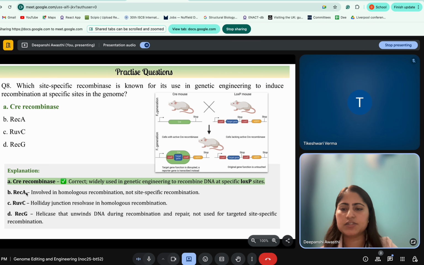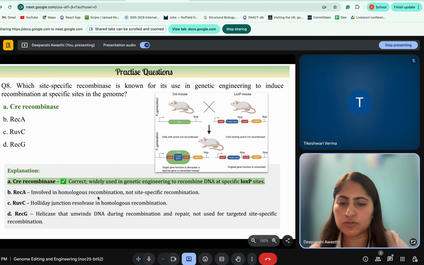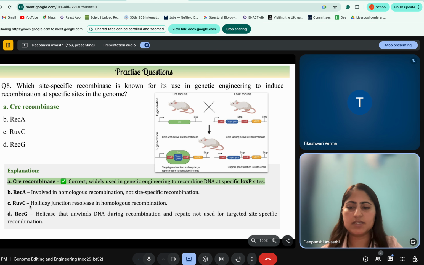So it is majorly used. Whereas RecA, we discussed during homologous recombination in prokaryotes, is generally used, and we have seen how it binds to single-stranded DNA and is involved in homologous strand identification and those processes. For RuvC, RuvC is the Holliday junction resolvase in homologous recombination. And RecG is the helicase which unwinds the DNA during recombination and repair, and it is also not used in the case of site-specific recombination.